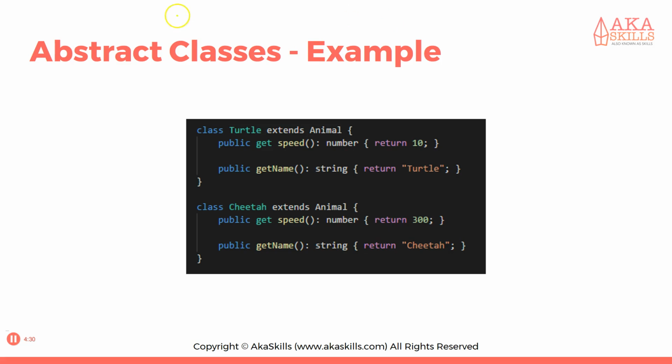Another example, I have class Turtle, which extends Animal, and here I have get speed, and now I implement it. So in that case, before in Animal it was abstract, but now here it should be either abstract or I have to implement it. And here I'm just implementing its behavior. I have the getName method as well, which is returning Turtle. The same thing, I have class Cheetah that extends Animal, and again when I inherit them, I implement them. And here you see what's the point of the abstract. Inside the Turtle class, I can have a different implementation than Cheetah.